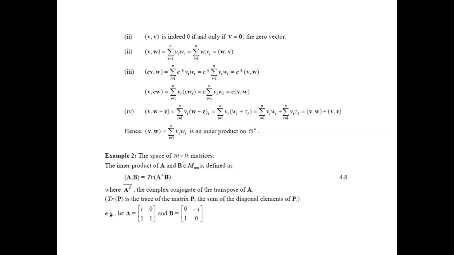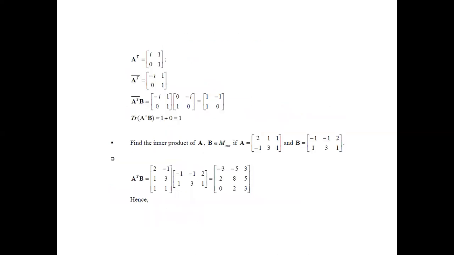So let A be equal to the matrix (i, 0; 1, 1), and B be equal to (0, minus i; 1, 0). Then A transpose will be (i, 1; 0, 1). We take the complex conjugate of that to get (minus i, 1; 0, 1). So A dagger B, which is A transpose bar times B, will be equal to (minus i, 1; 0, 1) times (0, minus i; 1, 0). We get (1, minus 1; 1, 0). The trace of that will be equal to 1 plus 0, which is 1.